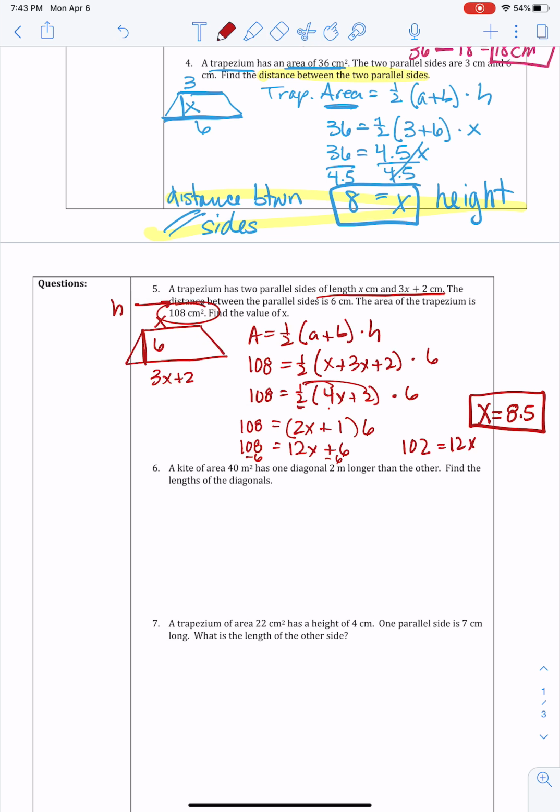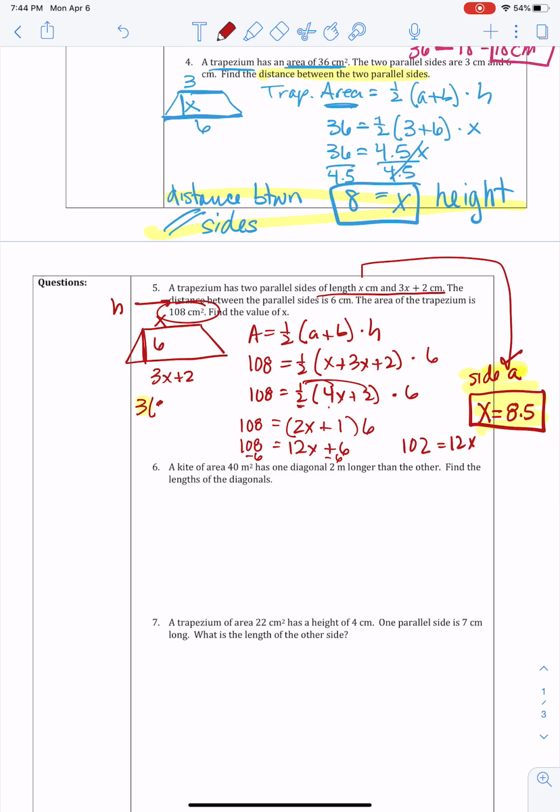Now, that's side A, because that's how we wrote it here. So again, make sure you understand what you just solved for. So if I ask you to solve for B, you could come over here and put 3 times 8.5 plus 2, or whatever you need to do. But you have to be able to solve for the part that you're asked for.